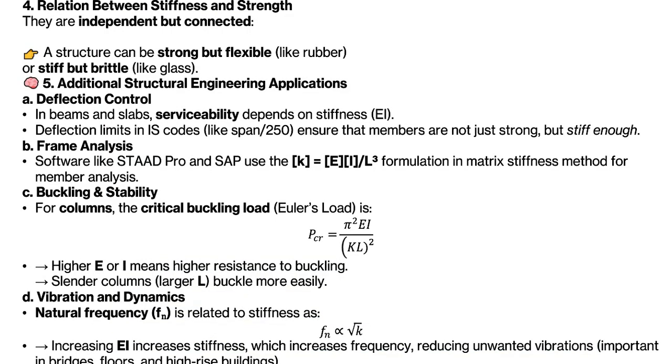Relation between stiffness and strength. They are independent but connected. A structure can be strong but flexible, like rubber, or stiff but brittle, like glass.